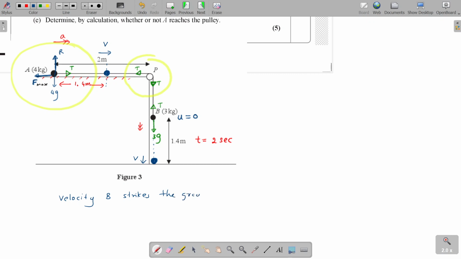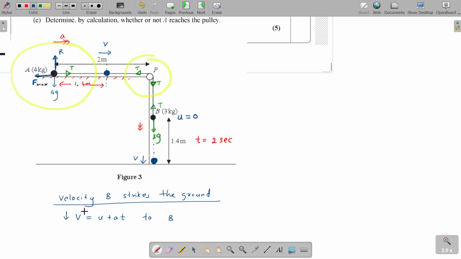I want you to find the velocity with which B strikes the ground. How do I get that velocity? What equation do I use? What is the easiest equation to use here? Yes, use v equals u plus at. Use v equals u plus at to whom? To A or to B? We will use it for particle B.